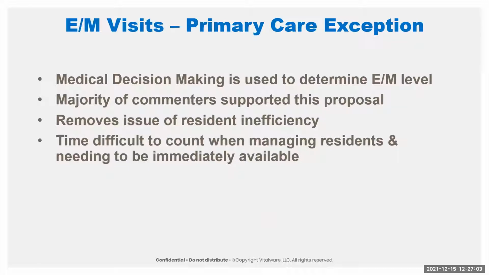Okay. Now for the primary care exception, the medical decision-making is used to determine the E&M level. So it's different from the teaching physician portion. And the majority of commenters did support this proposal because it removes any issues of resident inefficiency. So if you've got somebody that is a little slower and a little more tentative, it's not going to give that person beaucoup bucks because they take longer to do it. So it is going to be based on medical decision making and not time, because the time is difficult to count when you're managing your 4 residents and needing to be immediately available. So I hope that is a little bit clearer than what you might have read out there in the physician final rule.